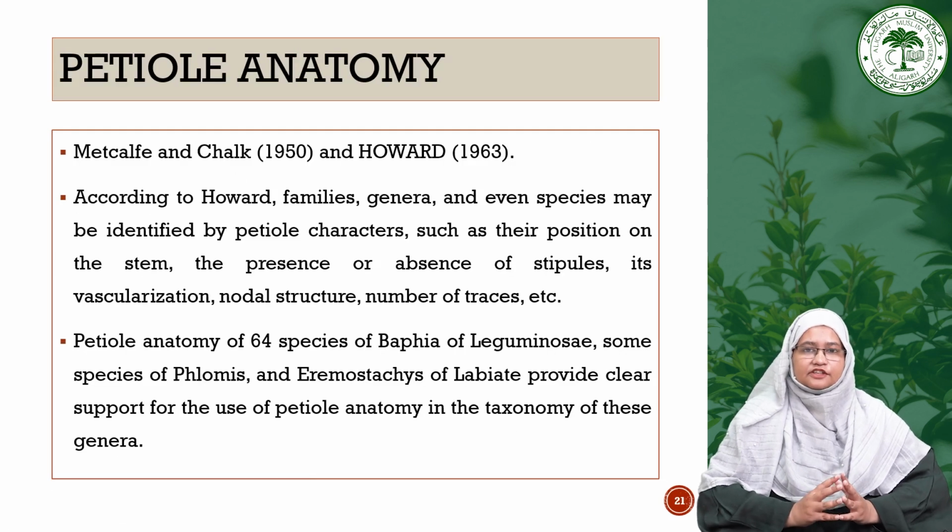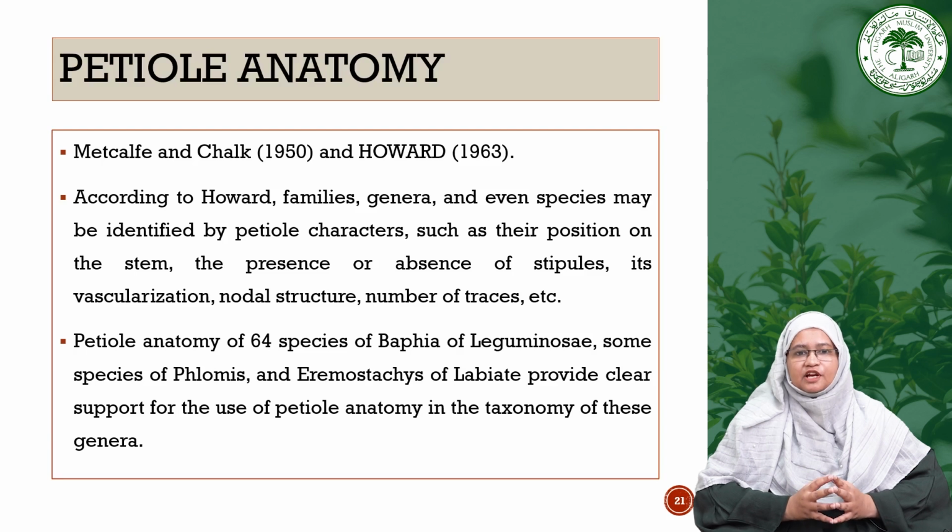Then the next in the support of anatomy is the petiole anatomy. According to Metcalfe and Chalk and Howard, families, genera, even species may be identified by petiole characters such as their position on the stem, the presence or absence of stipules, its vascularization, nodal structure, and number of traces. There are some important features that help to identify the particular species.